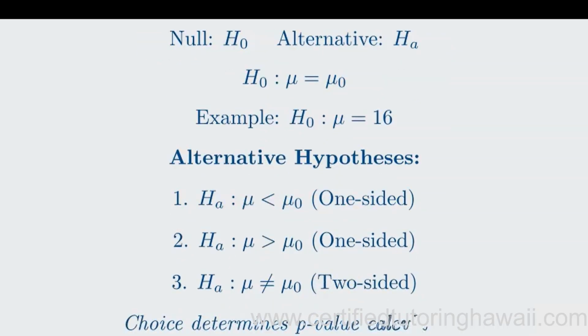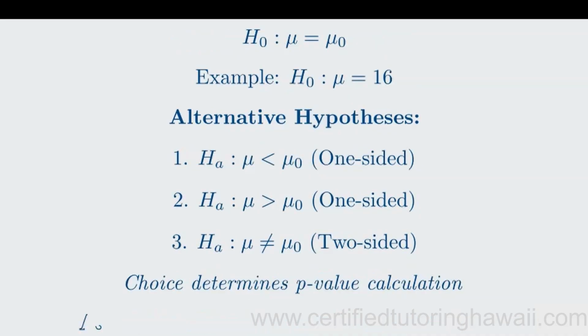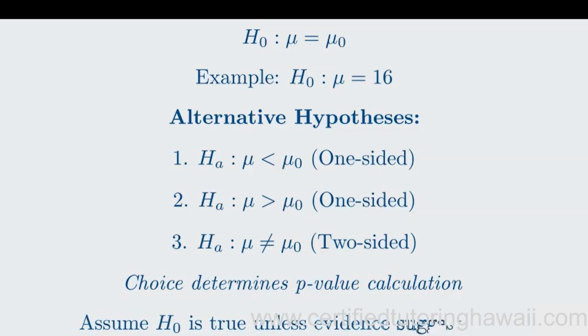If we think the boxes are underfilled, we use less than. If we just want to know if the weight is different than advertised, we use not equal to. This choice is critical because it determines how we calculate our p-value later on. Remember, the null is what we assume to be true until we have strong enough evidence to pull us toward the alternative.